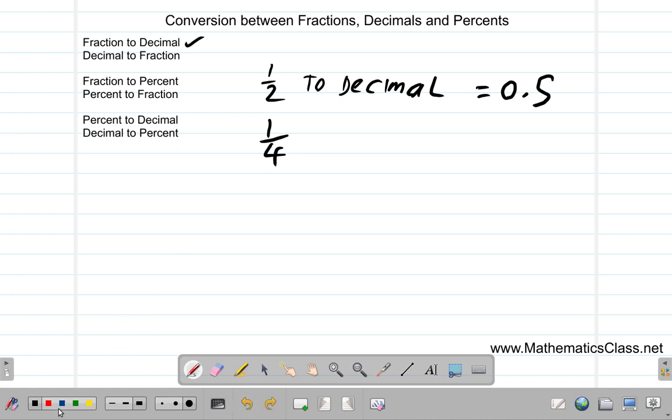By the way, I kind of change up the color now. Quarter to decimal. Use long division again. 4 into 1. You can't. You put 0 on the point, right? 0 times 4 is 0. 1 minus 0 is 1. Multiply 1 by 10, you get 10.